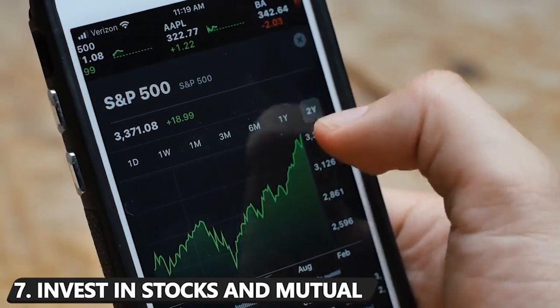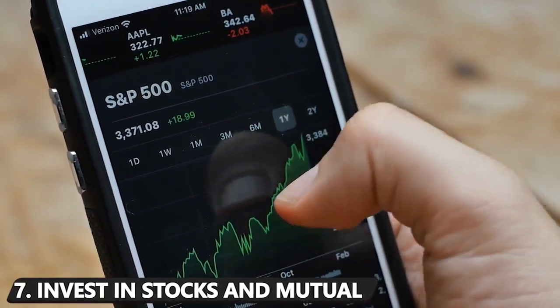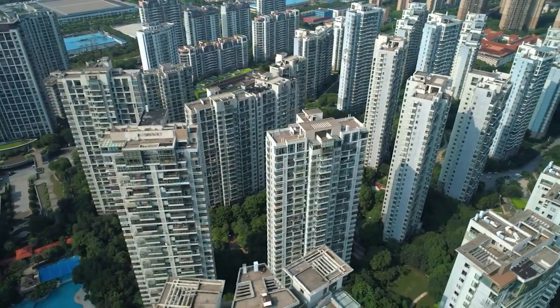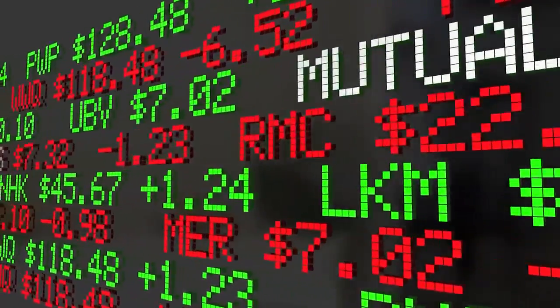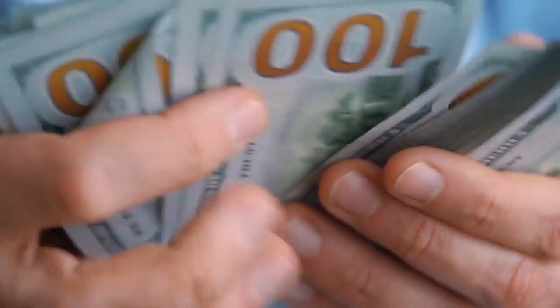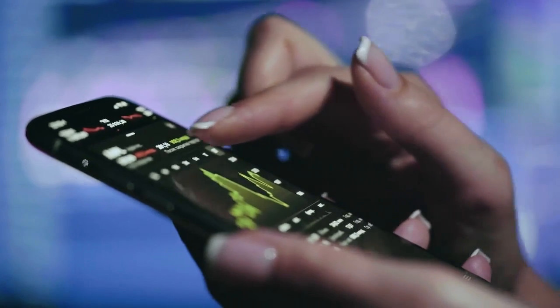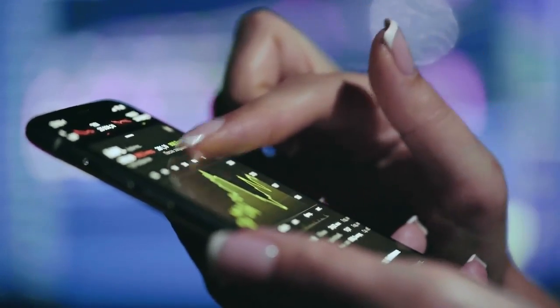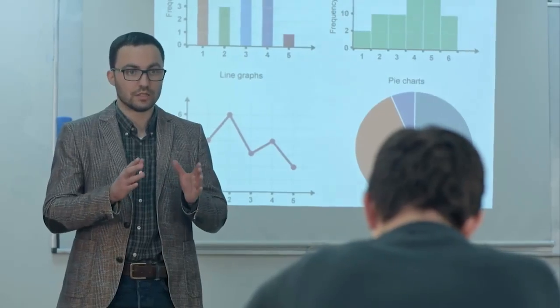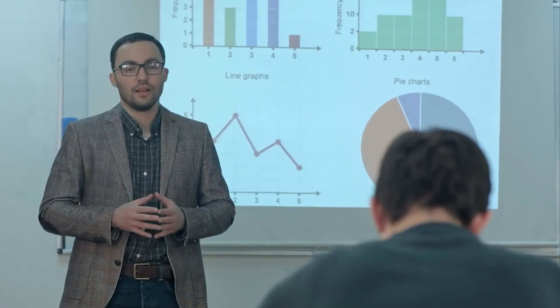Number 7. Invest wisely in stocks and mutual funds. Just like real estate investing, you can invest in mutual funds or stocks and cash out big in the nearest future. The beauty of stock and mutual funds investment is that you don't need a lot of money. You can start small and consistently build your portfolio over time.